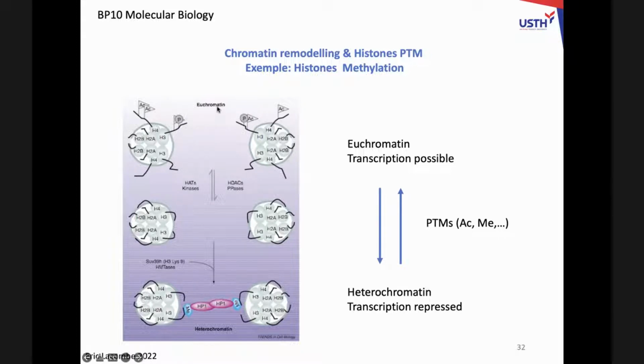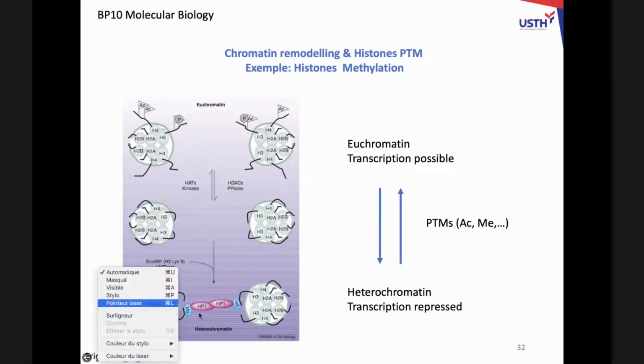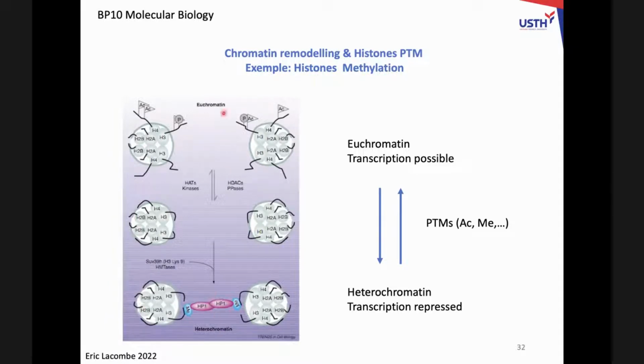So the drawing, we have to read it either from top to bottom, I will put the pointer, or bottom up. It's up to you. So anyway, we have two situations. The one on the top, it's clearly written there. It's euchromatin. Euchromatin is relaxed, non-condensed. Transcription is active, is possible. It can be, it depends on transcription factor, obviously. And you see here, well, it's a kind of schematic.